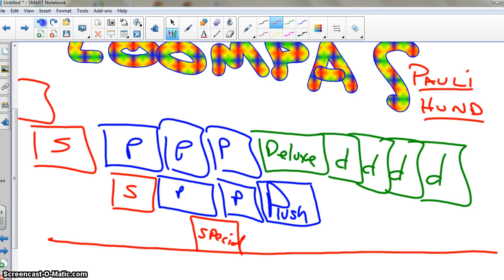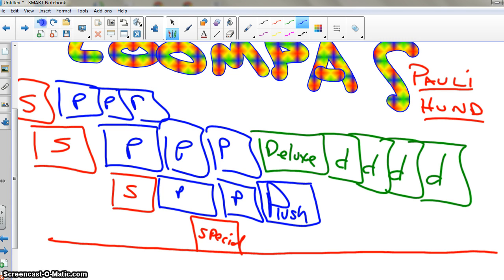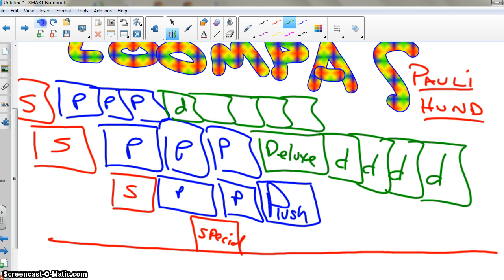One special. And 3 plushes. That's right. They should be bigger, but I'm not going to run out of room, so I'm not going to make them bigger. And what else? 5 deluxes.